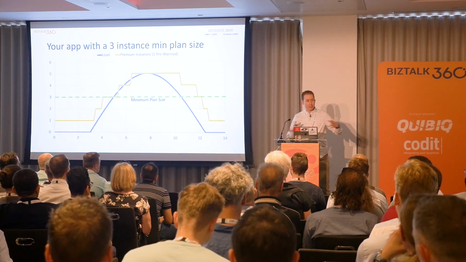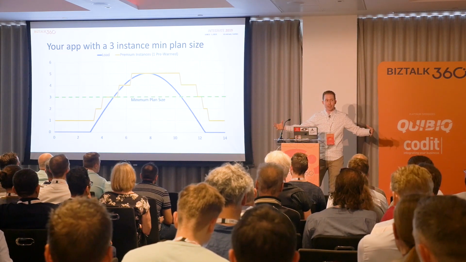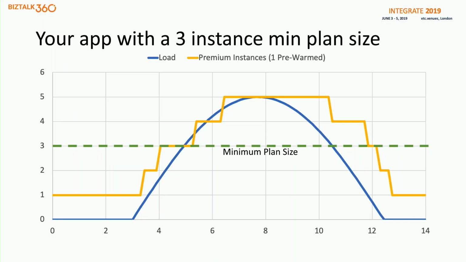Instead of seeing 7, 8 seconds for that first request to get answered, you'll see something like 100 milliseconds, 50 milliseconds. You will see some increased latency because your app is over capacity, but you're not waiting for an entire new instance to come online to process load.